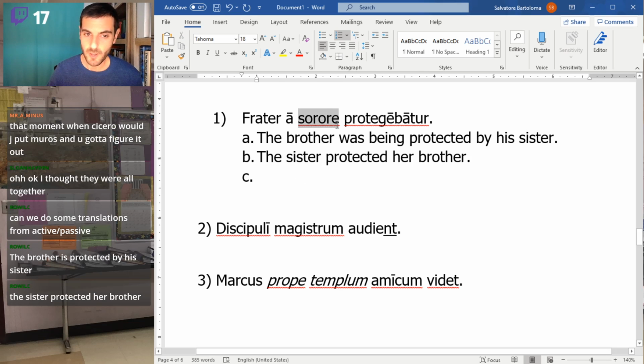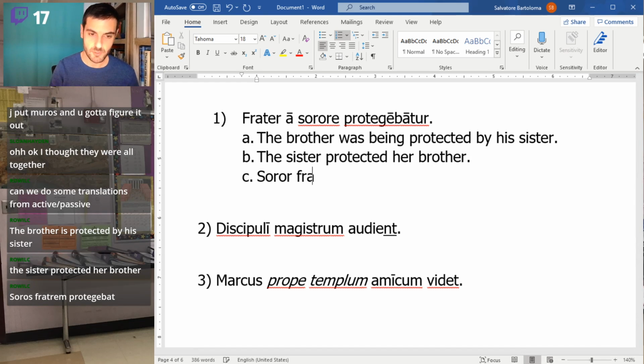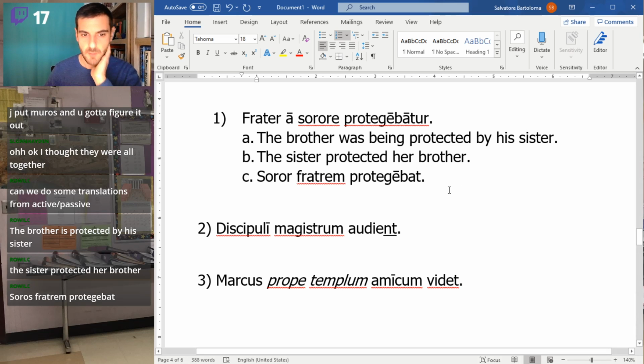So sorore is not going to be ablative anymore because it's not agent. She's the subject. Soror is the nominative. Fratrem, because he's now the direct object. Protegebat, right? My verb is third person singular, not because it used to be third person singular. It's third person singular because the sister is the subject.